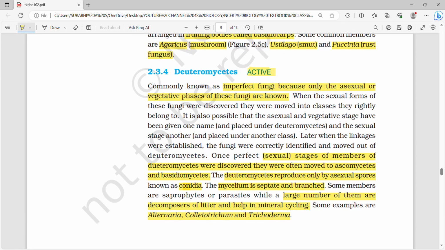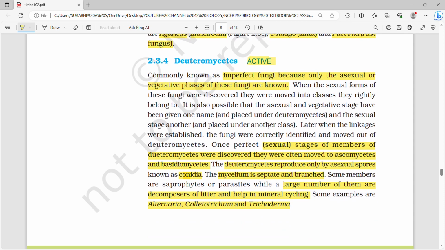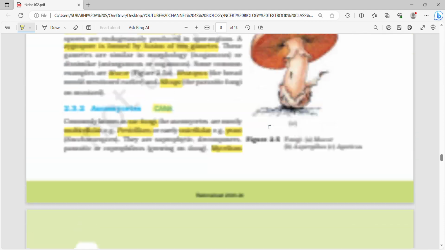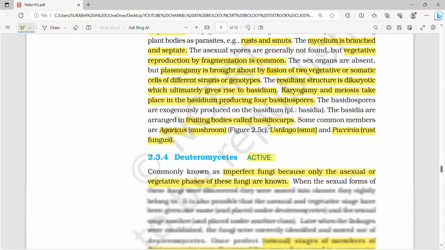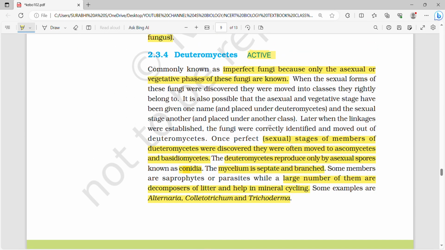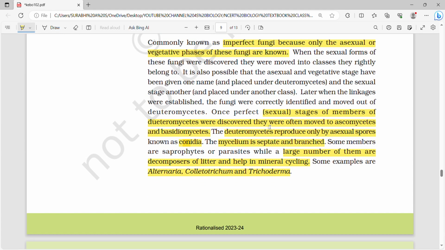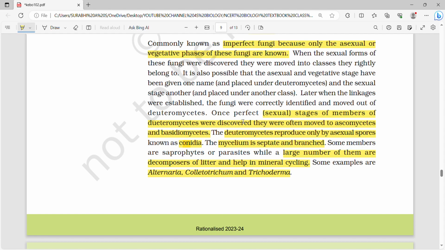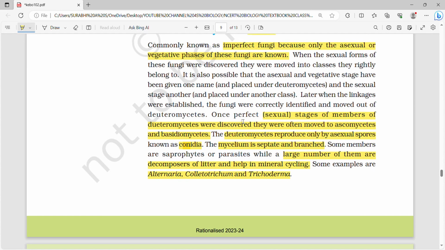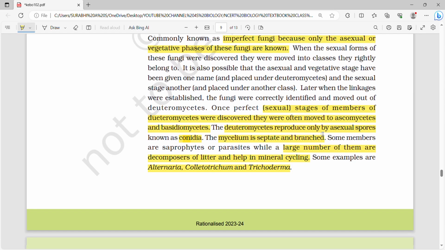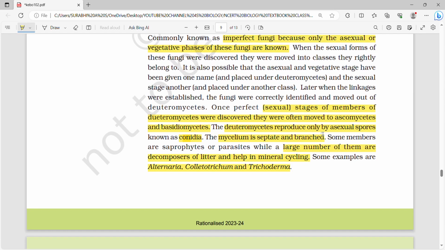Next is deuteromycetes. Commonly, this is known as imperfect fungi. This is known as imperfect fungi because only the asexual or vegetative phases of the fungi are known. When the sexual stages of members of deuteromycetes were discovered, they were often moved to ascomycetes and basidiomycetes. The deuteromycetes reproduce only by asexual spores known as conidia. So they don't have a sexual stage; if they have, they are moved to asco and basidio.